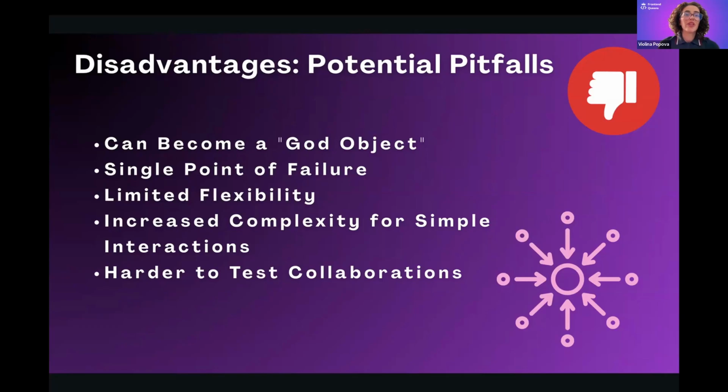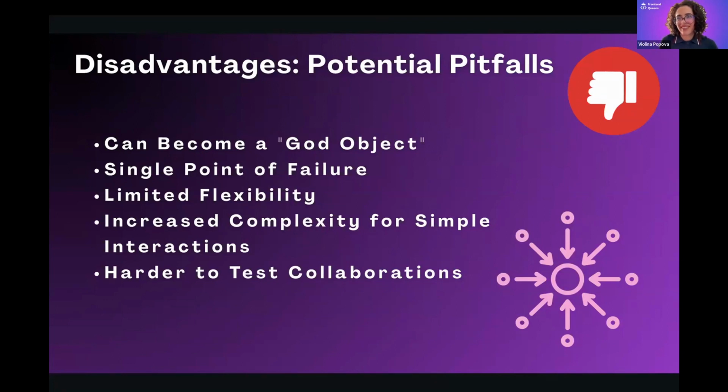It may also lead to increased complexity for simple interactions. For example, for simple communication needs like the one-to-many of observer, introducing a mediator can be overkill and add unnecessary complexity. And finally, it's harder to test collaborations. Testing the mediator's logic can sometimes involve setting up many mock colleagues. So the mediator pattern is powerful, especially for coordinating interactions in complex UIs. It's about finding the right balance and not over-applying it.